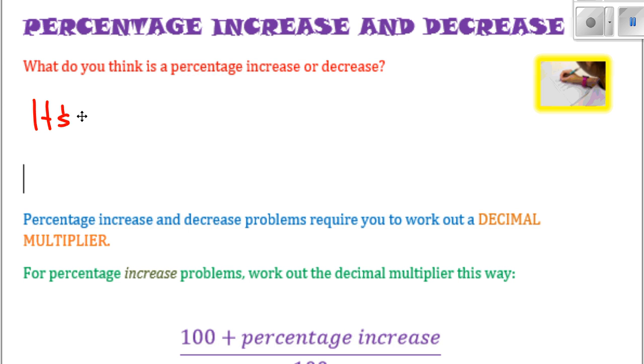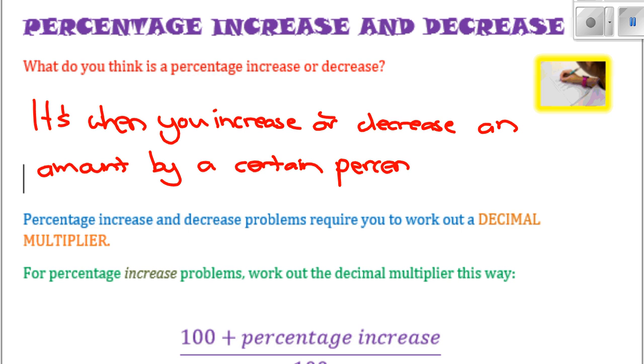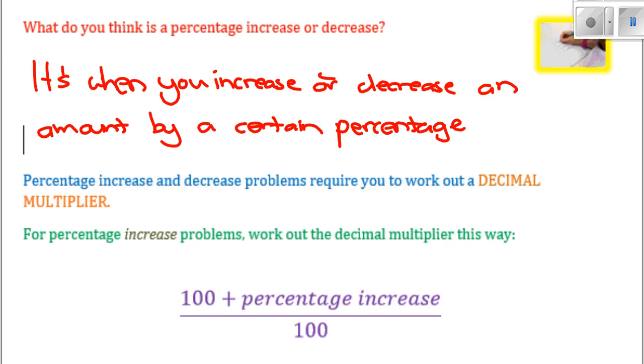If you're at a loss, it's when you increase or decrease an amount by a certain percentage. So it's when you increase or decrease an amount by a certain percentage. Pretty obvious. So how do we do that?